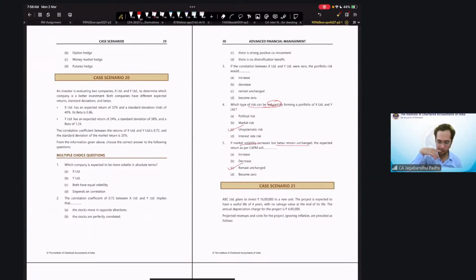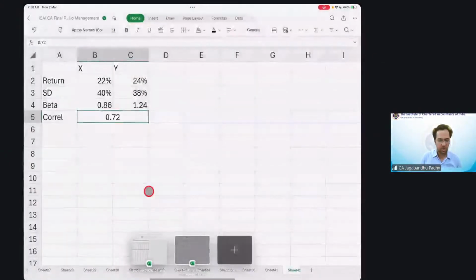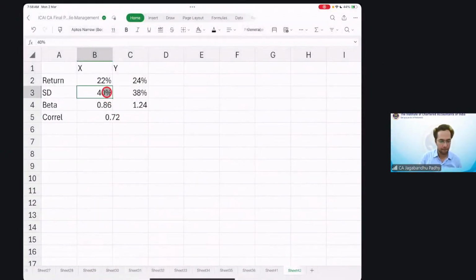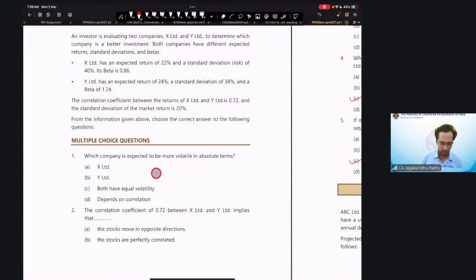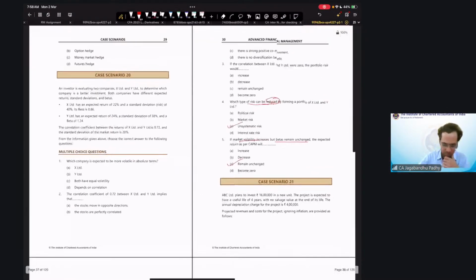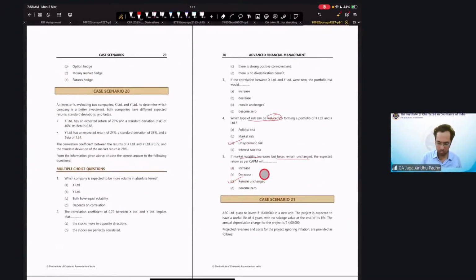Sir, for absolute terms, do we look at beta or standard deviation? Standard deviation. And the fifth one, if market volatility increases, we will expect more return, no sir? No, but beta is remaining unchanged, right? Beta is unchanged. Yes, sir.